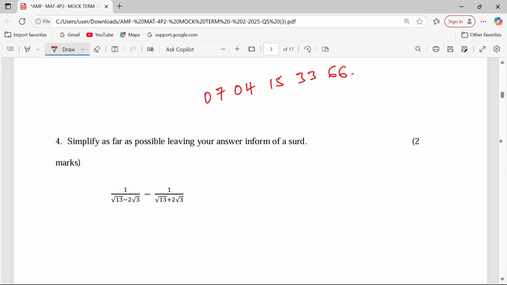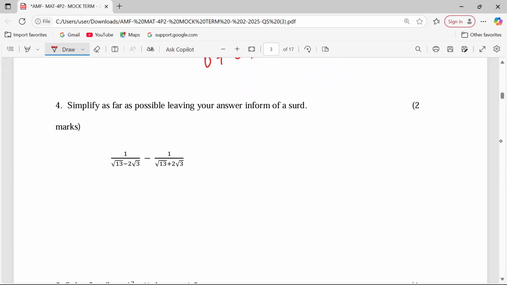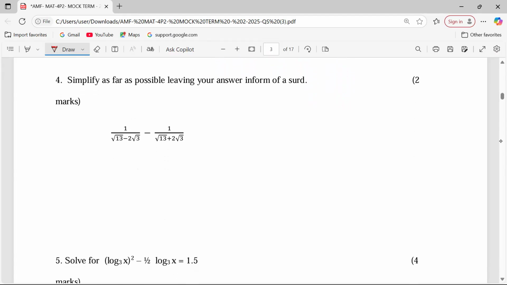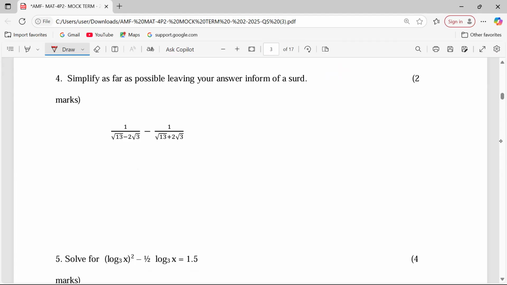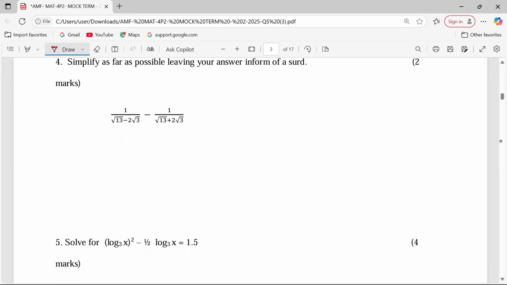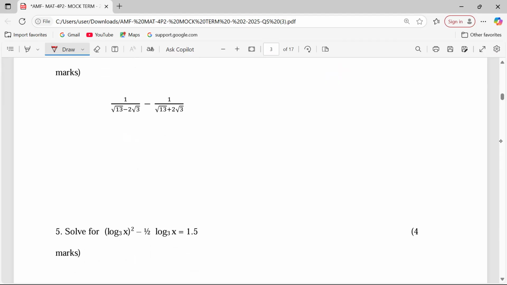Number 4 now, a question on surds. Simplify as far as possible, leaving your answer in form of a surd: 1 divided by the root of 13 minus 2 root 3, minus 1 out of the root of 13 plus 2 the root of 3.